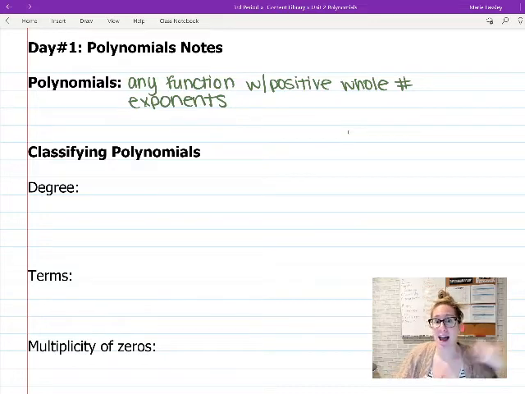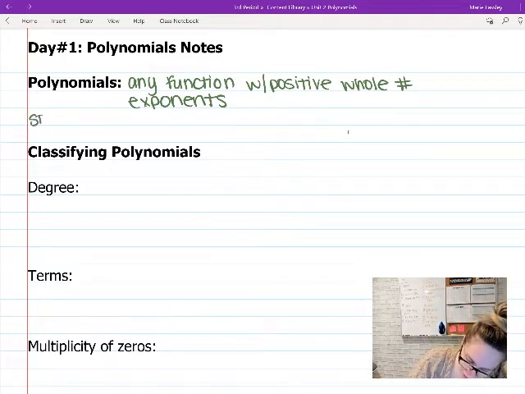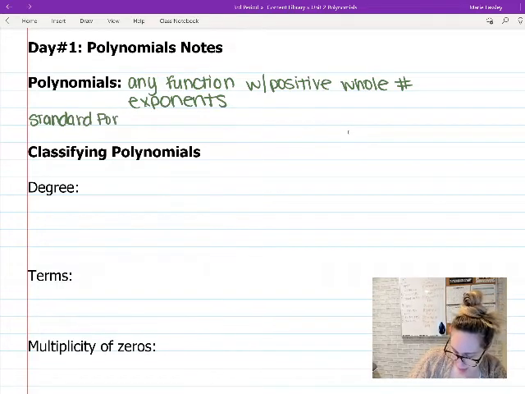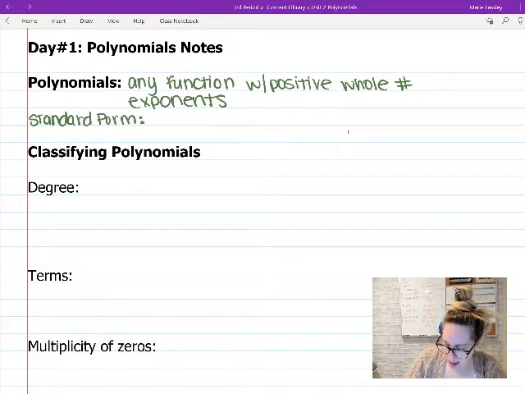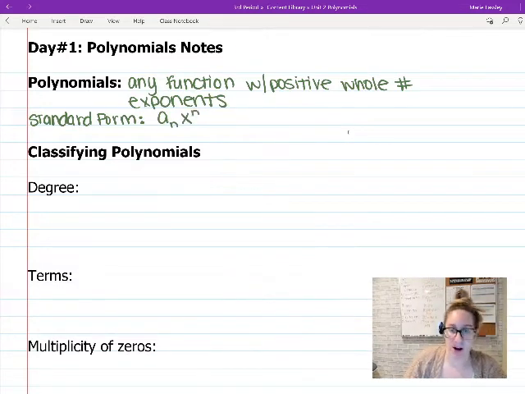And they could have exponents of 100. They could have exponents of just 2, right? So our standard form has to kind of cover all of those options, which is why it looks so funky. All right, so here's our standard equation. So standard form, all right, so it's a subscript n x to the power of n plus a subscript n minus 1 x to the power of n minus 1.